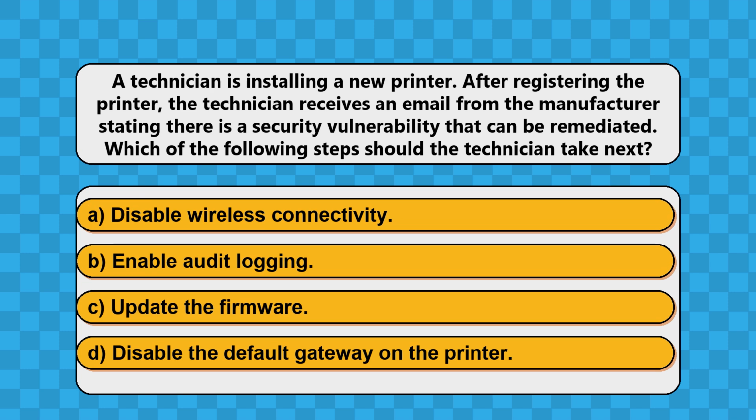Question 67. A technician is installing a new printer. After registering the printer, the technician receives an email from the manufacturer stating there is a security vulnerability that can be remediated. Which of the following steps should the technician take next?